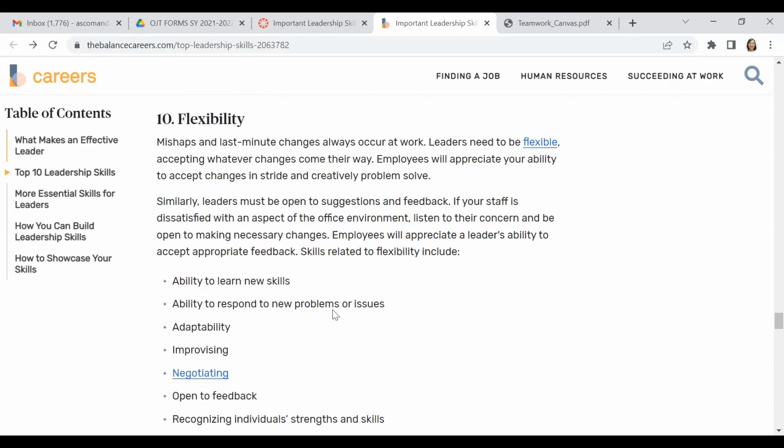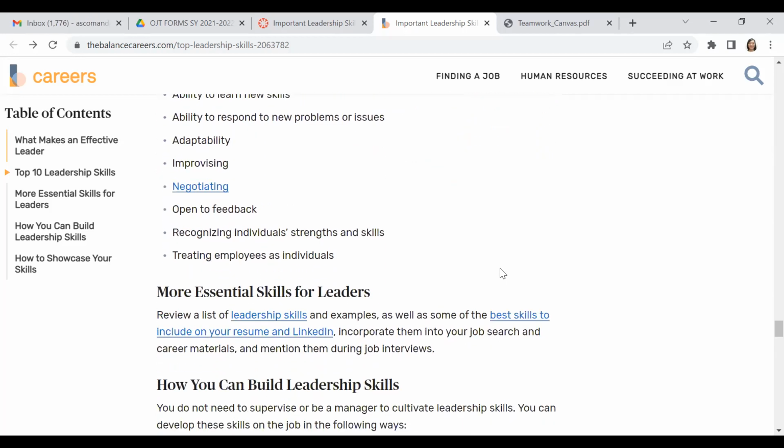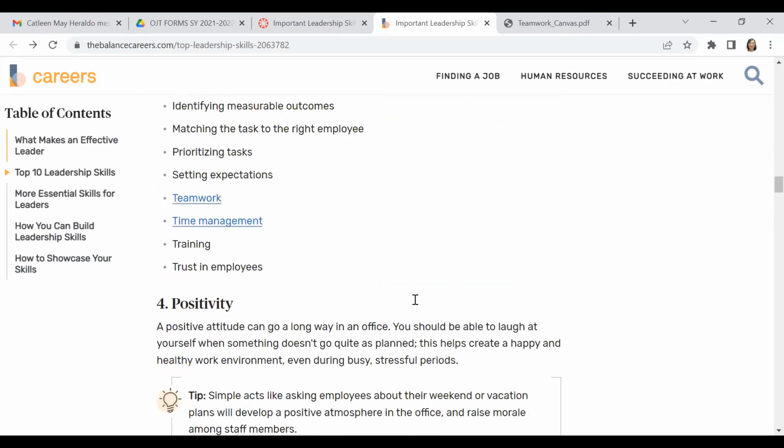Always be prepared. And then, aside from that, be open to any changes in the plan. That is the way to be flexible. You can adapt to certain changes in your work schedule or even in life. So those are the 10 top leadership skills.